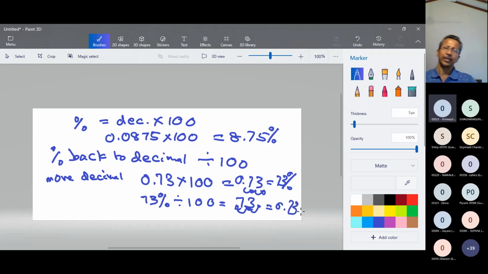So it's easy. If you are multiplying by 100, then you take the decimal to the right, so that it gets 73%. When you make it a decimal, you divide by 100. You take the decimal two places to the left. Hope you understood. We'll go to the examples.